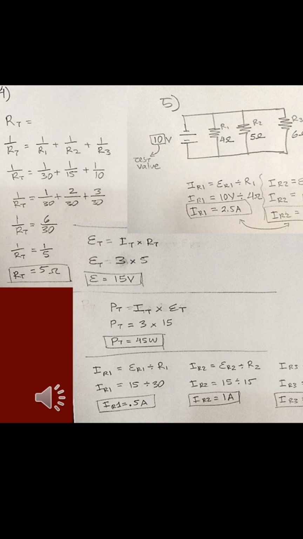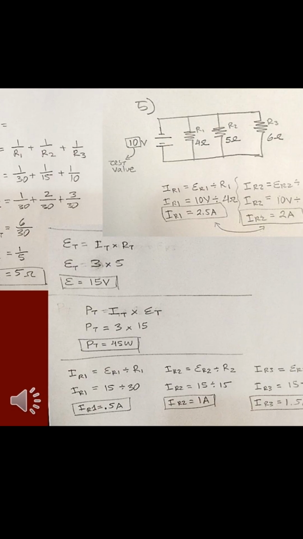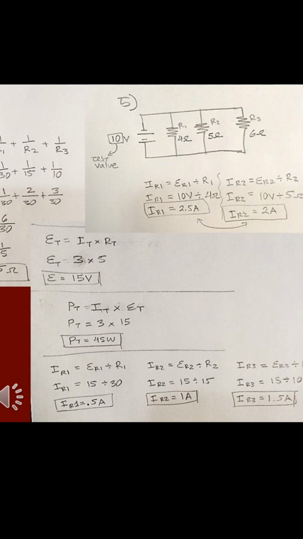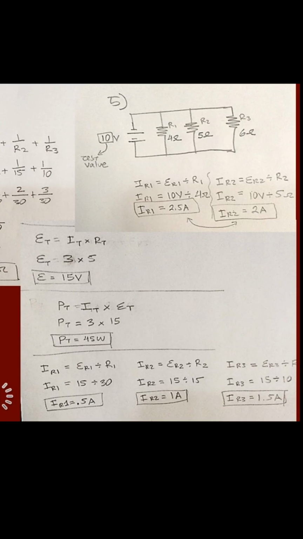Further, we need the total power. That's the third requirement from our problem. To work that out, we simply use the power equation, which is power equals current times voltage, or power total equals current total times voltage total. In this case, we already know the current total and the voltage total. 3 times 15 equals 45 watts, or 3 amps times 15 volts equals 45 watts.